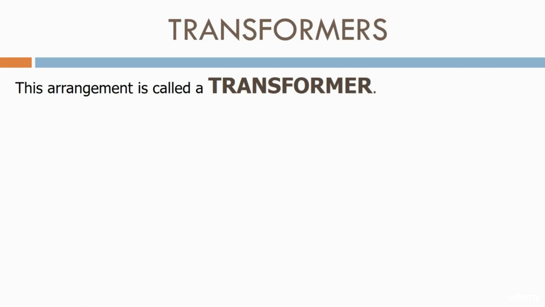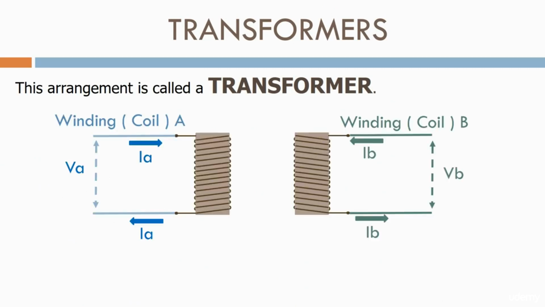This arrangement is called a transformer. So here we have a transformer with winding A and winding B. Winding A has voltage A and current A. Winding B has voltage B and current B. Note that the current in winding B is in the opposite direction to the one in winding A.